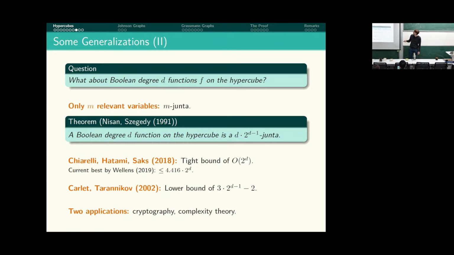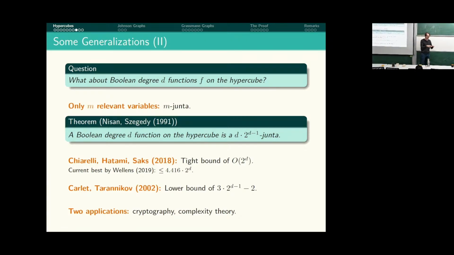It's easy to see that you cannot do much better. You need at least 2 to the d because you can have a depth d decision tree. And recently there has been some progress. You can get rid of this d here and replace it by some constant so that the number is 2 to the d.